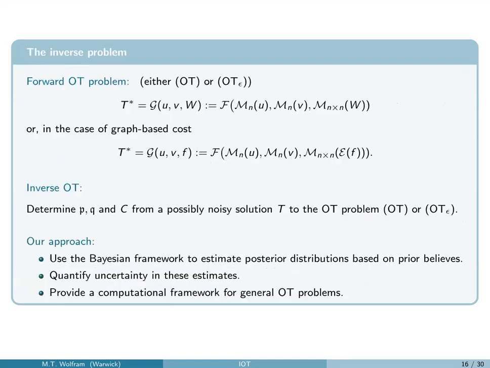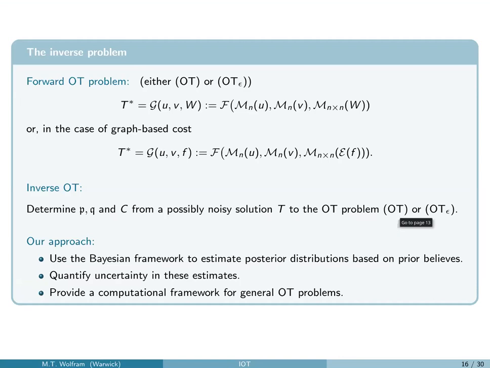So now I will talk about the inverse problem. For the inverse problem, what we are now interested in is, as I said, we have this origin to destination map. So I have an observation, and I want to determine my marginals P and Q, as well as the cost, from a possibly noisy observation or solution of the OT problem or the regularized OT problem. So there I have the choice if I set epsilon equal to 0 or if not.